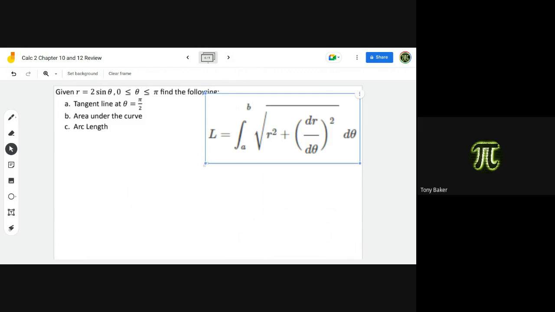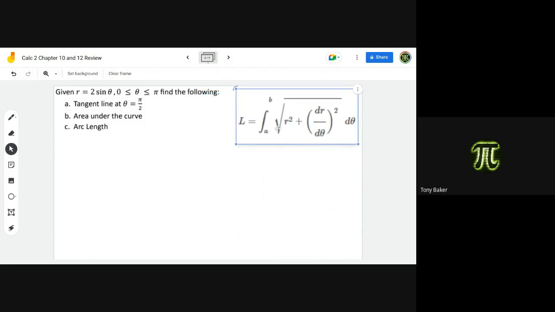Next one, arc lengths. Before we're doing it, what should the arc length be? 2 pi r and r is 1, so it's 2 pi. So the answer should be 2 pi. All right. So we're doing it from 0 to pi.